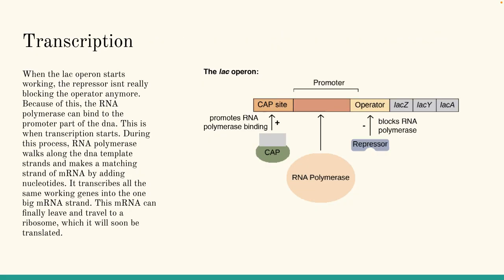So when the LAC operon is turned on, the repressor isn't blocking the operator anymore. Because of this, RNA polymerase can bind to the promoter part of the DNA. This is when transcription starts. During this process, RNA polymerase walks along the DNA template, making strands and basically making another copy. So you can see the CAP site, you can see how it promotes RNA polymerase binding, and you can see the repressor blocking the RNA polymerase from the operator.